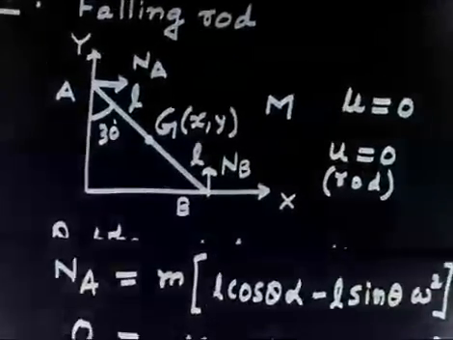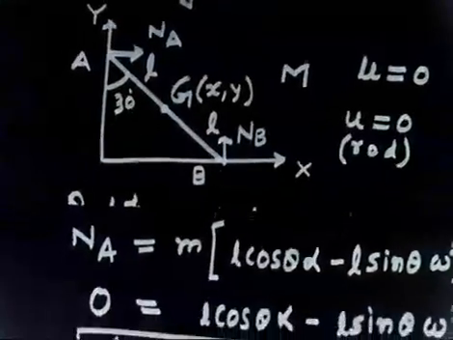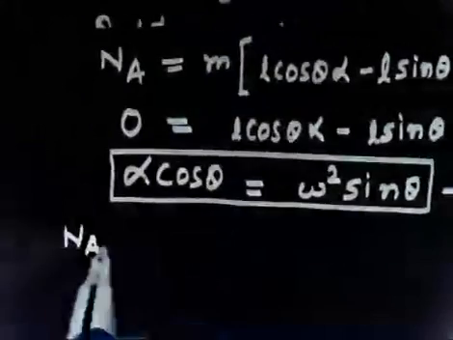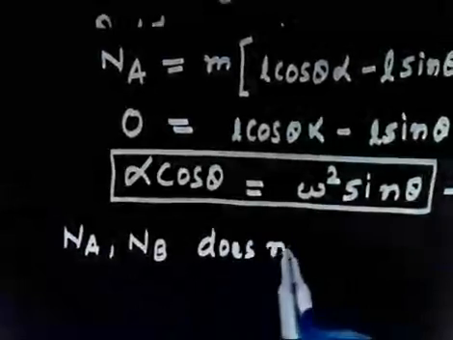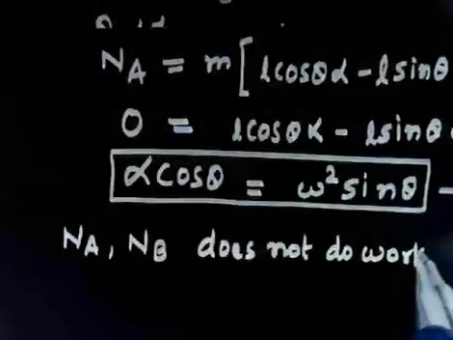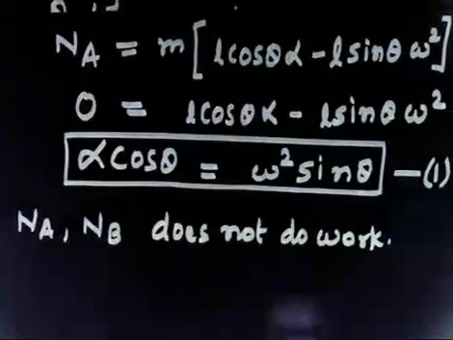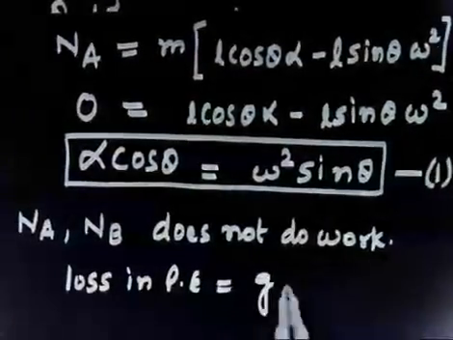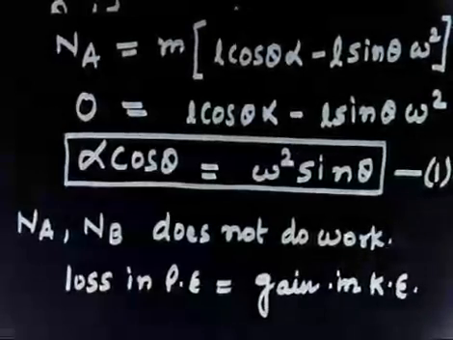So in this system, the friction force is not there. Normal reaction does not do any work because normal reaction is always perpendicular to the motion direction. So I can say NA and NB do not do any work. So this means I can apply energy conservation. So if you apply energy conservation, the loss in potential energy is equal to the gain in kinetic energy.